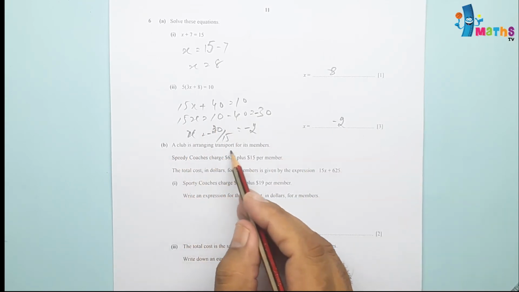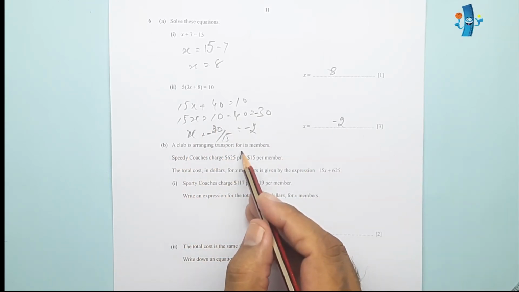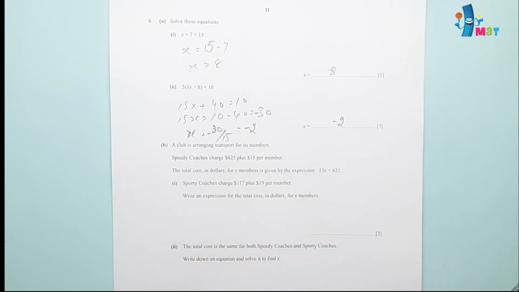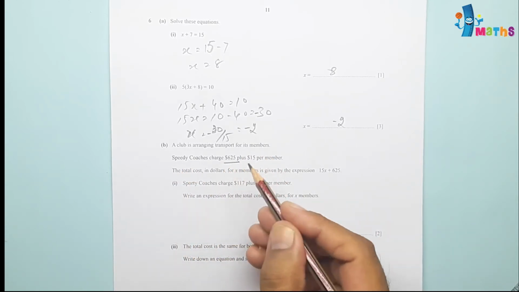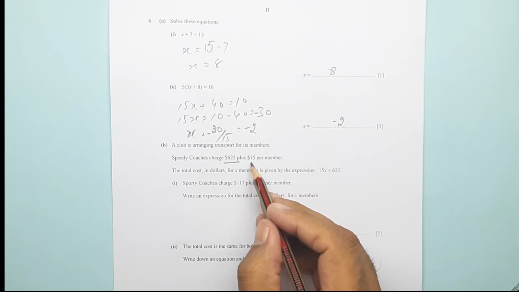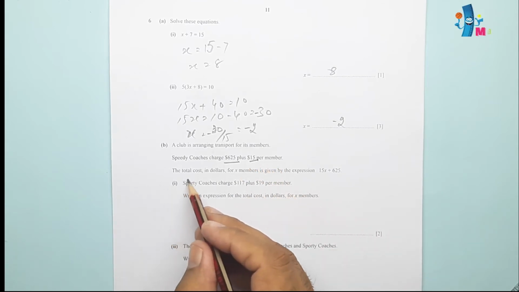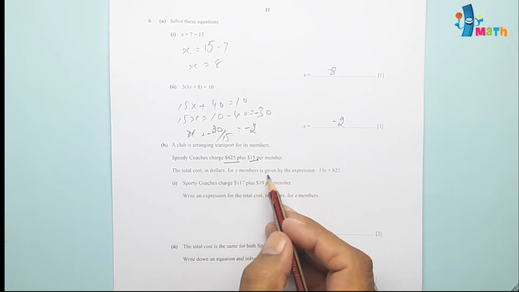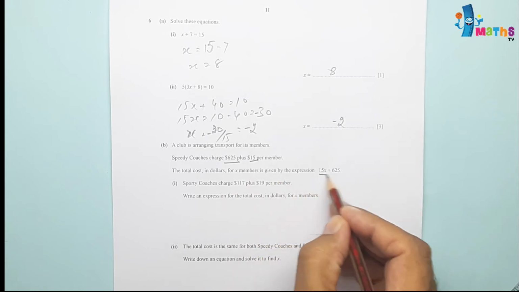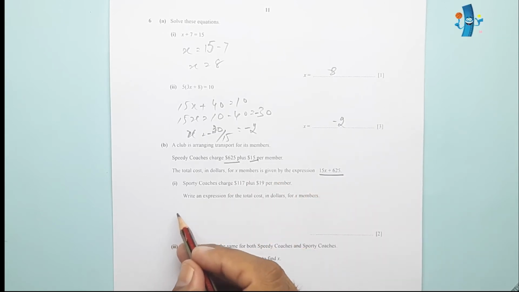B part, a club is arranging transport for its members. Speedy Coaches charges 625 plus 15 per member. The total cost in dollars for x members is given by the expression 15x plus 625.